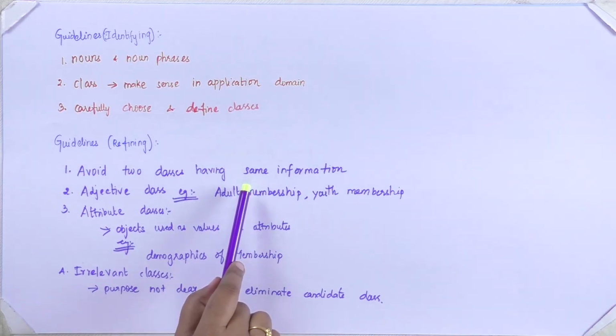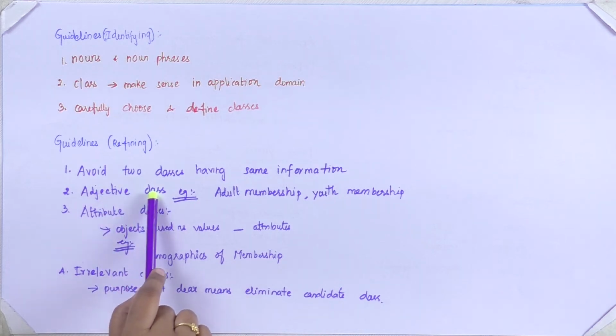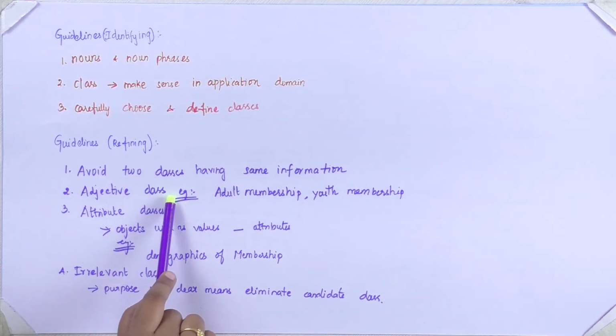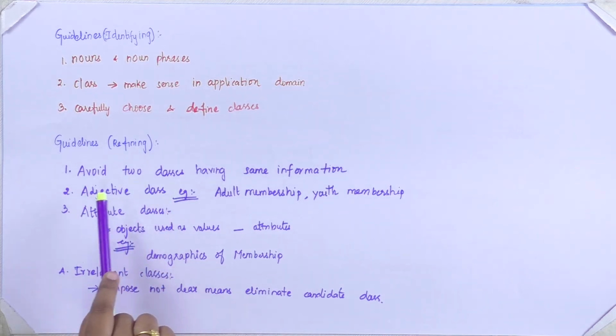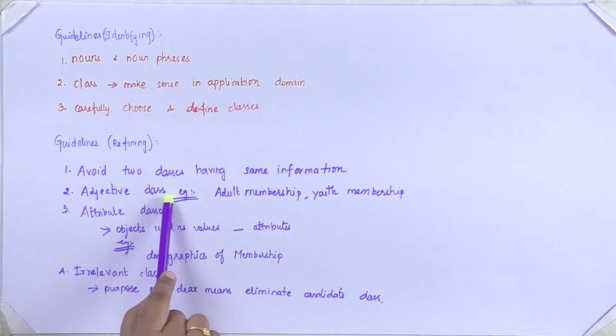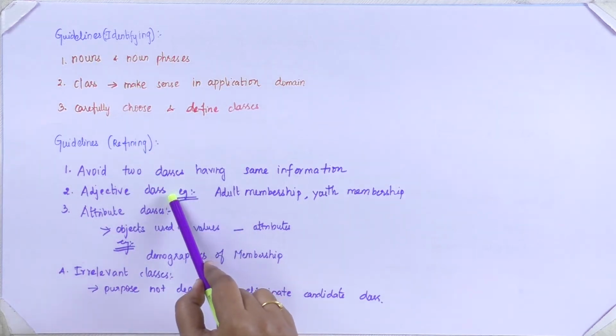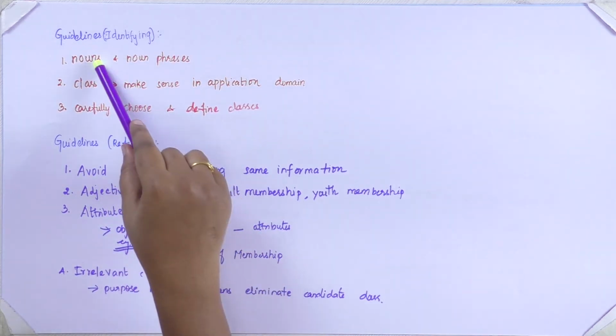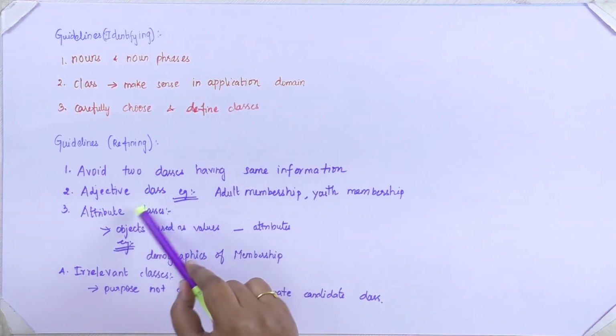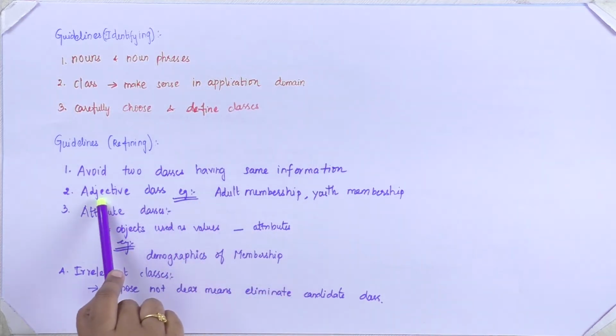The second thing is you have to look for adjective classes. If an object can be represented by a noun, and if the object behaves differently when an adjective is applied to it, then you can make the noun an adjective class. Obviously, you will be taking the nouns as classes, but if you apply an adjective to a noun and it behaves differently, you can make it an adjective class.